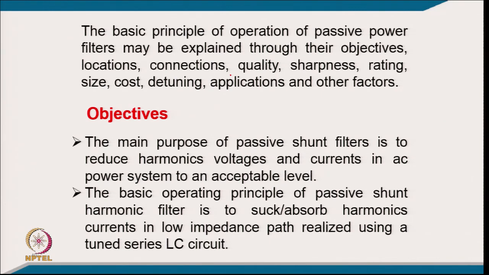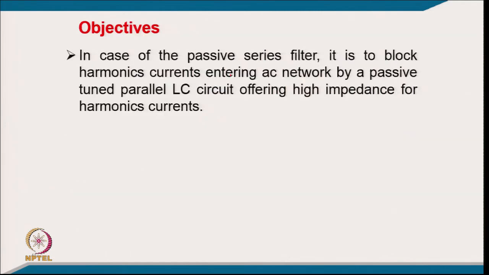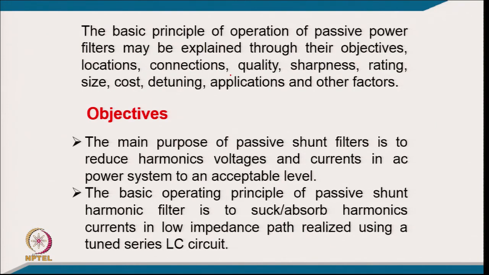So, you are really sucking locally the harmonic current which is drawn by the load, and the supply is relieved from those harmonic currents, but you cannot eliminate them completely, you can only reduce them by providing a low impedance path for these harmonics. In the case of a passive series filter, it is to block the harmonic currents entering into the AC network by a passive tuned LC circuit offering a high impedance for harmonic currents. But for the fundamental frequency we should ideally have 0 impedance. For the shunt, for the fundamental frequency we must ideally have very high impedance.